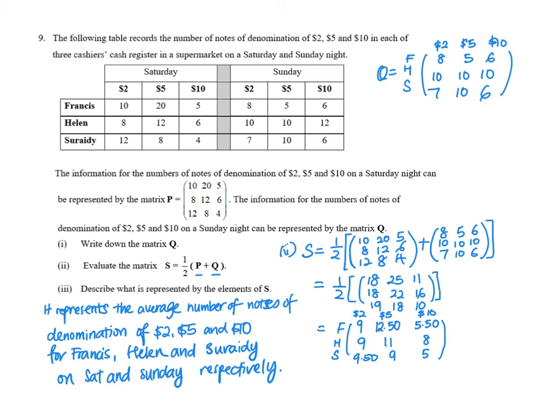Right, so let's check through our matrix. We have our columns, the meaning of it, the half means the average number. Okay, and we have our row columns is $2, $5, $10. The three rows, Francis, Helen, and Suraidi, and the word respectively. Alright, have you gotten the answer?